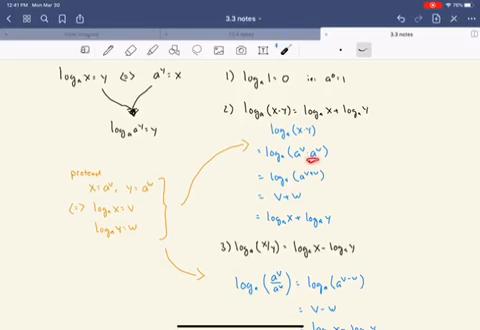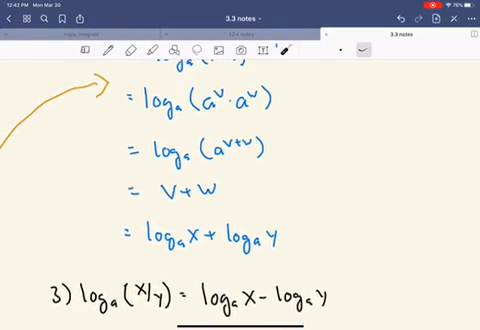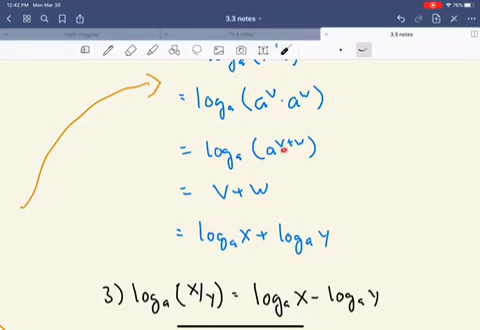x is, of course, a to the v. Y is, of course, a to the w. Now, remembering the exponent rules, the exponents add. So we're going to have v plus w. Let me zoom in. That's v plus w.